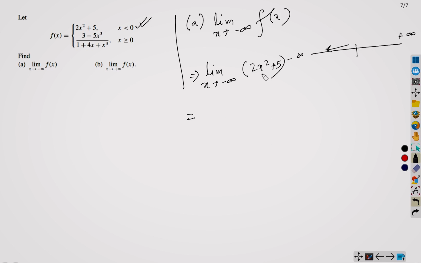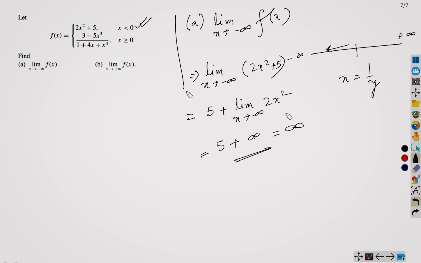Now it is clear that in this case we do not need to substitute x equals 1 by y, because it is clear that if x tends to minus infinity, then definitely this will blow up, right? So we can write this in this way, and these things will definitely blow up, and x square will be a positive number, and so it will be something 5 plus infinity, it will be infinity, and in that case the limit does not exist in this case.